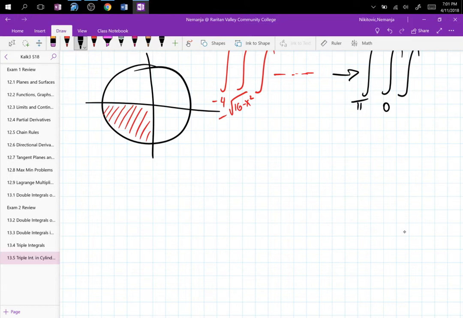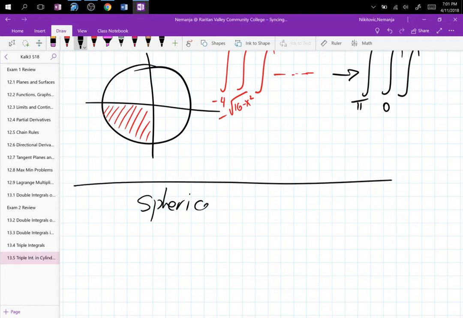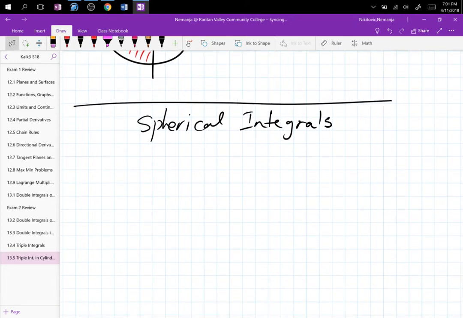Spherical integrals. Robotics, anyone? You did it? Good. Joints in robotics? Yes or no? Very rigid, right? Look at this. See that? So the robot is going to do this. And that's it. And then you might be able to give a little wiggle here and there.